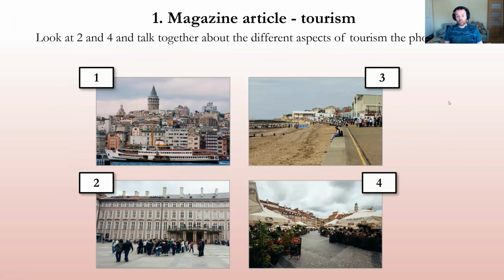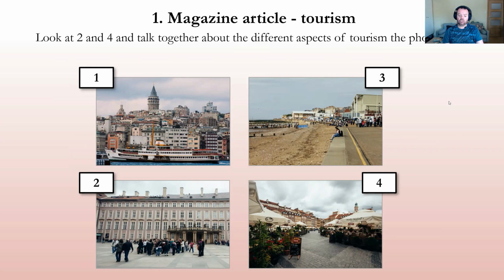First of all, you're going to be talking with your partner. So here's an example. The topic is tourism. You have these four pictures, and the interlocutor says, I want you to talk together with your partner for about 1 minute, looking at just pictures 2 and 4. Talk together about the different aspects of tourism the photos show. Okay, that's not a lot of time for you to share a task, is it? So you have to get talking pretty quickly. So it's quite a demanding task.